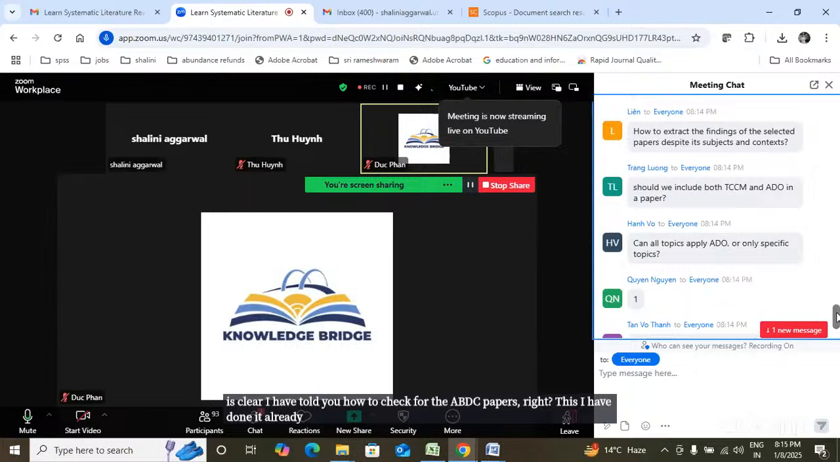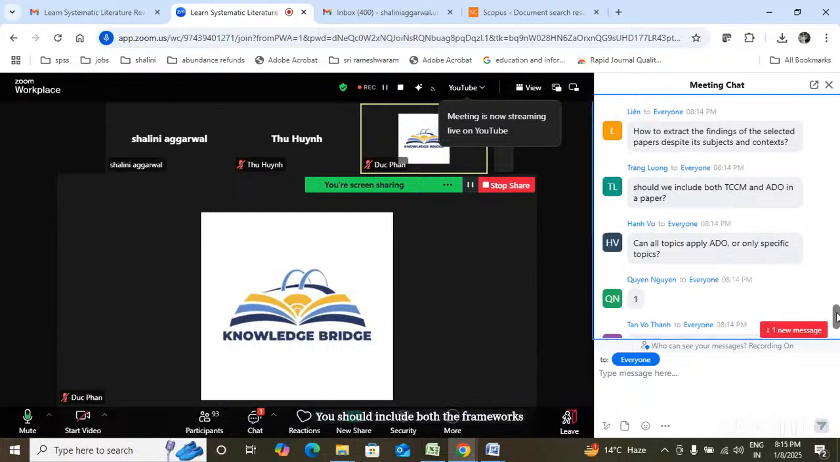Should we include both TCCM and ADO in a paper? Yes, you should include both the frameworks, that is the TCCM and ADO. So that gives more weightage to your paper. So that is mandatory, in fact. If you ask me, I will say it is mandatory. Yes, you must use both the frameworks.